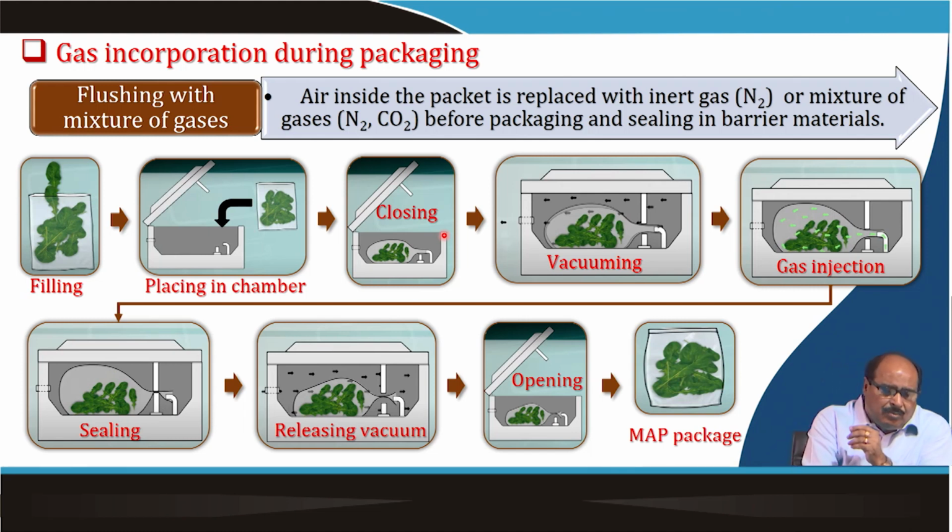So, the material is filled into the package, placed in the chamber, and closed. Then vacuuming is done, that is, the air is evacuated and oxygen is completely removed. Then gas injection, nitrogen flushing or nitrogen and CO2 is done, sealing, releasing the vacuum, opening, and finally you get the modified atmosphere packaging.